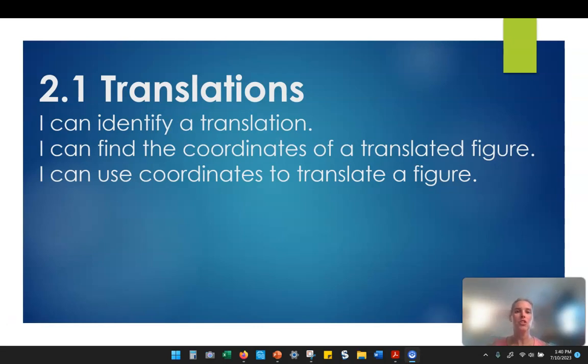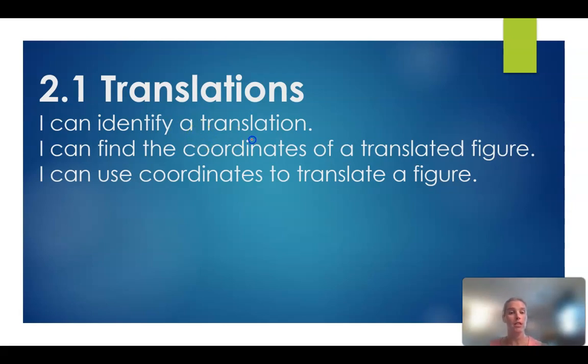Hello, welcome to lesson 2.1 about translations. Here we're going to, at the end of the lesson, be able to identify a translation, find the coordinates of the translated figure, and use the coordinates to translate a figure.